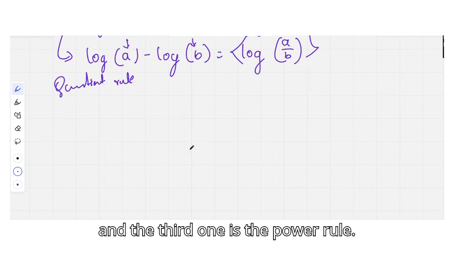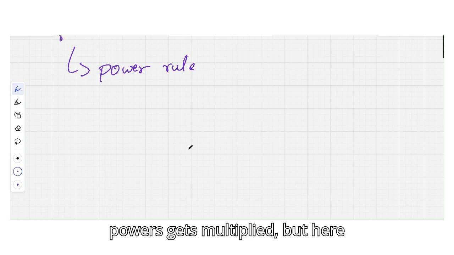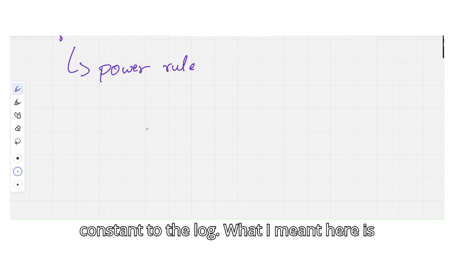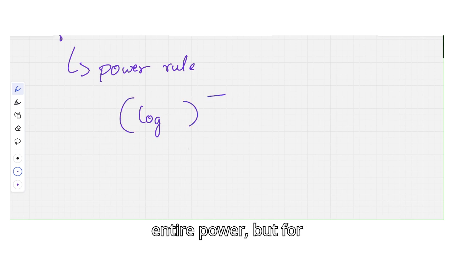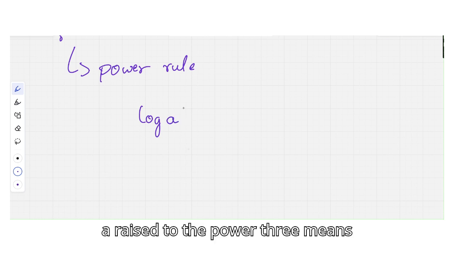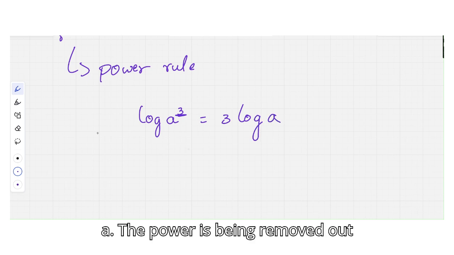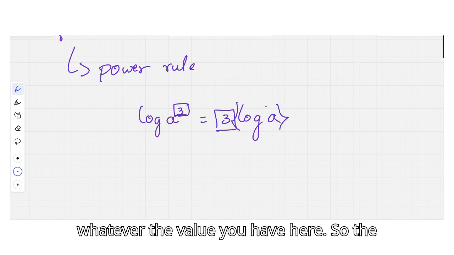And the third one is the power rule. When it comes to exponents, powers get multiplied, but here the power gets multiplied as a constant to the log. What I meant here is, let's say you have log of a raised to the power 3. This can be rewritten as the power multiplying the log of a. The power is being removed out of it and multiplied with the log and whatever the value you have here.